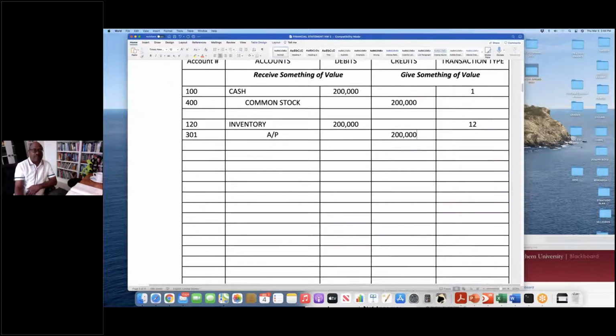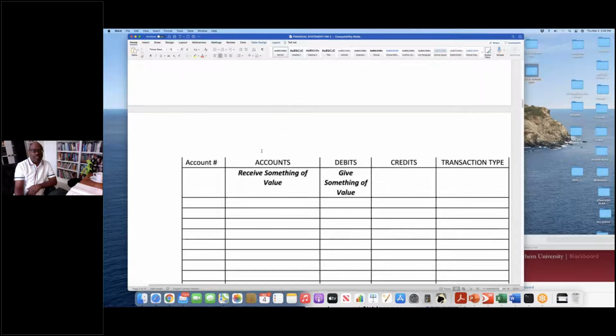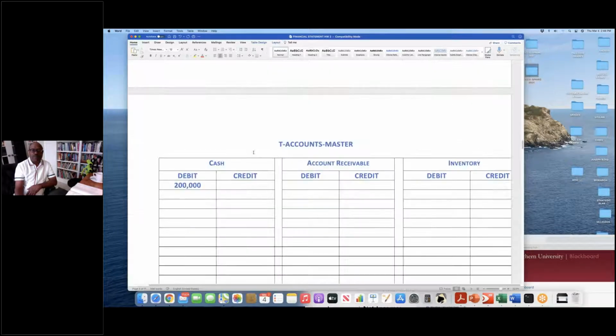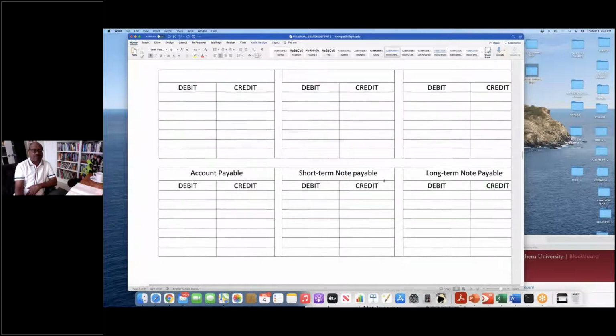So let's go ahead and post those. We're debiting inventory for 200,000, and then crediting accounts payable for 200,000.